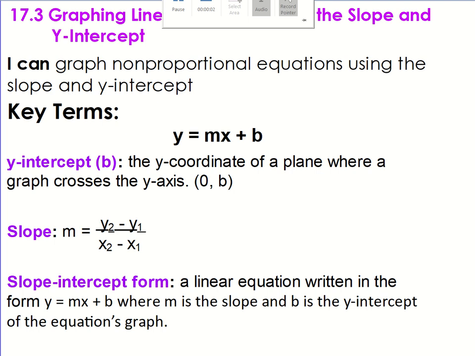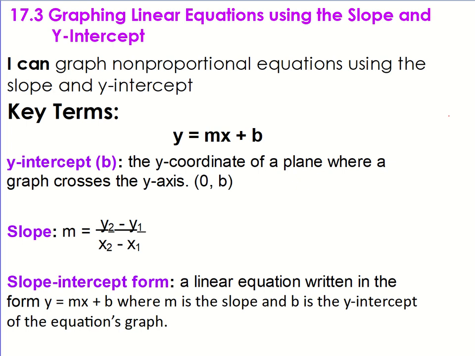All right, we are going to do 17.3, graphing linear equations using slope and y-intercept. So before we were finding the slope and the y-intercept, now we are going to graph it using that information. So we're going to graph non-proportional equations using the slope and the y-intercept. I think all of this is the same from 17.2, right?